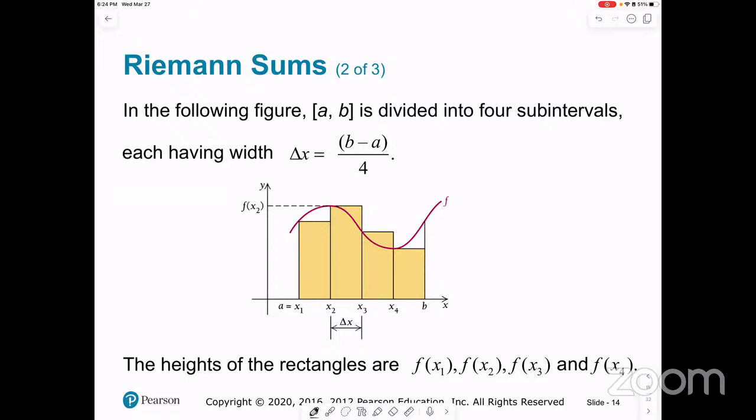Now notice with these rectangles, they're using the top left-hand corner to generate the height, right? That first rectangle, they're focused on the upper left-hand corner. Second rectangle, upper left-hand corner, and upper left-hand corner, right? So that's what they're doing. The heights of the rectangles are f of x1, f of x2, f of x3, and f of x4, okay?